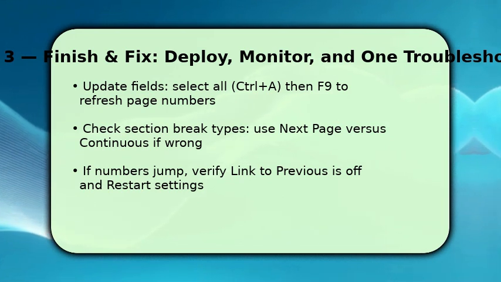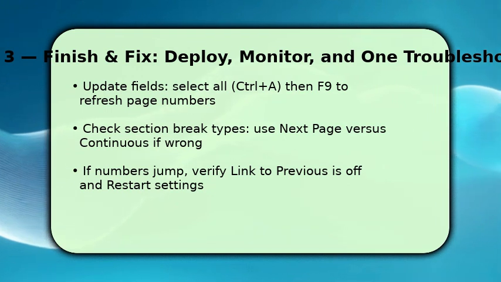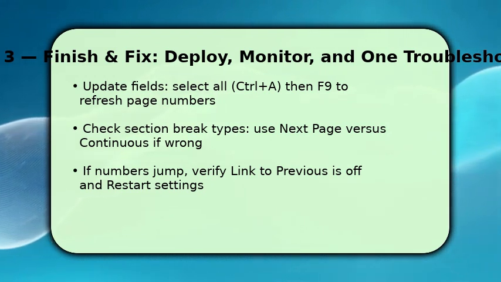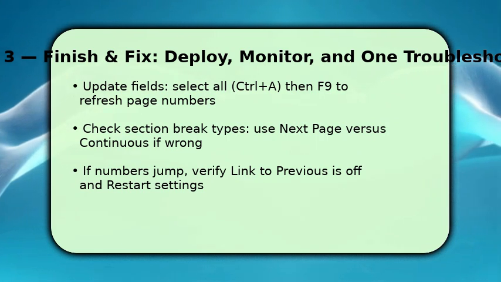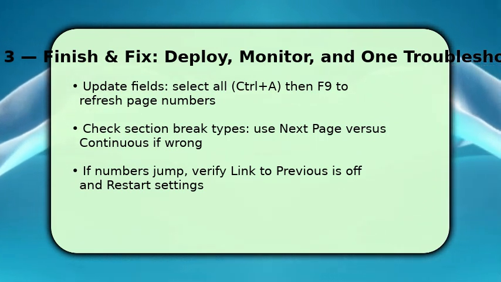Make sure your section breaks are the correct type. Next page versus continuous matters because continuous can leave numbering behavior unchanged. If numbers still jump or repeat, reopen each header/footer and confirm link to previous is turned off, then reapply start at if needed. If a stubborn section won't change, delete and reinsert the section break carefully, then repeat the steps.